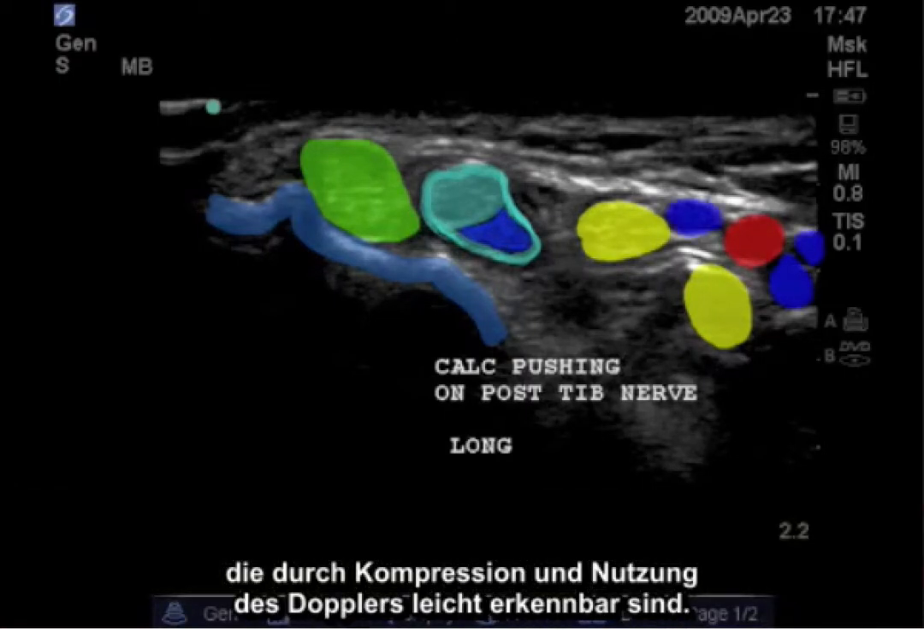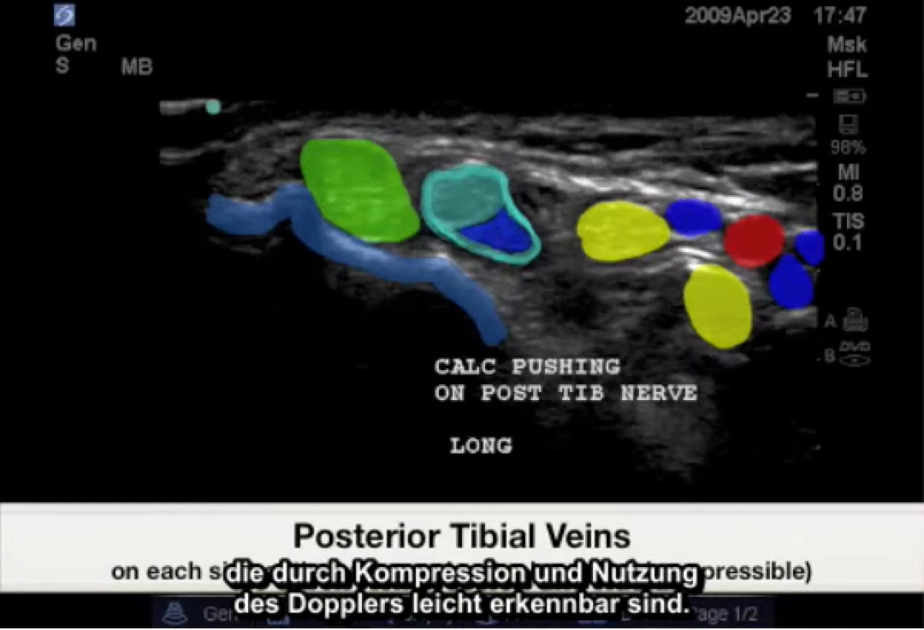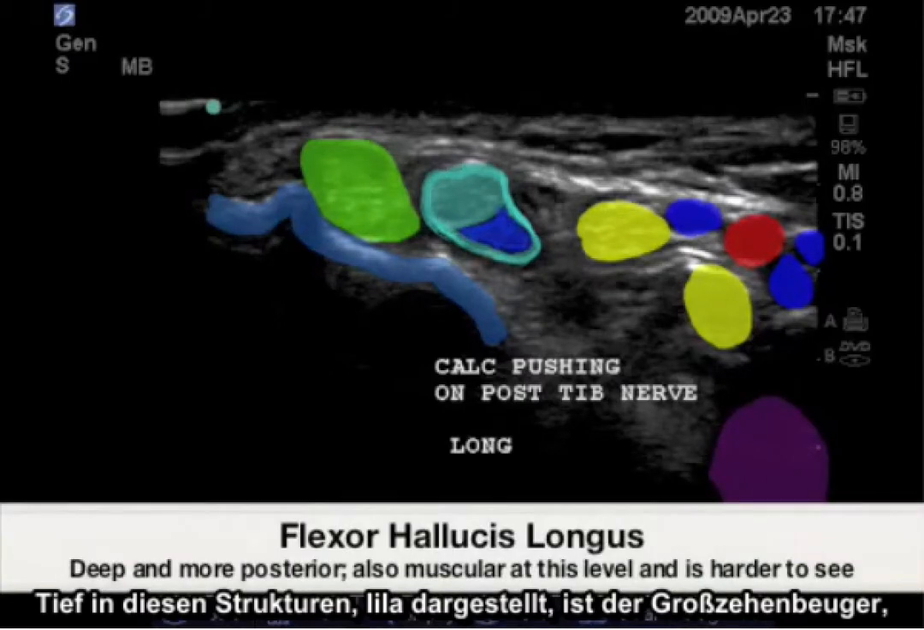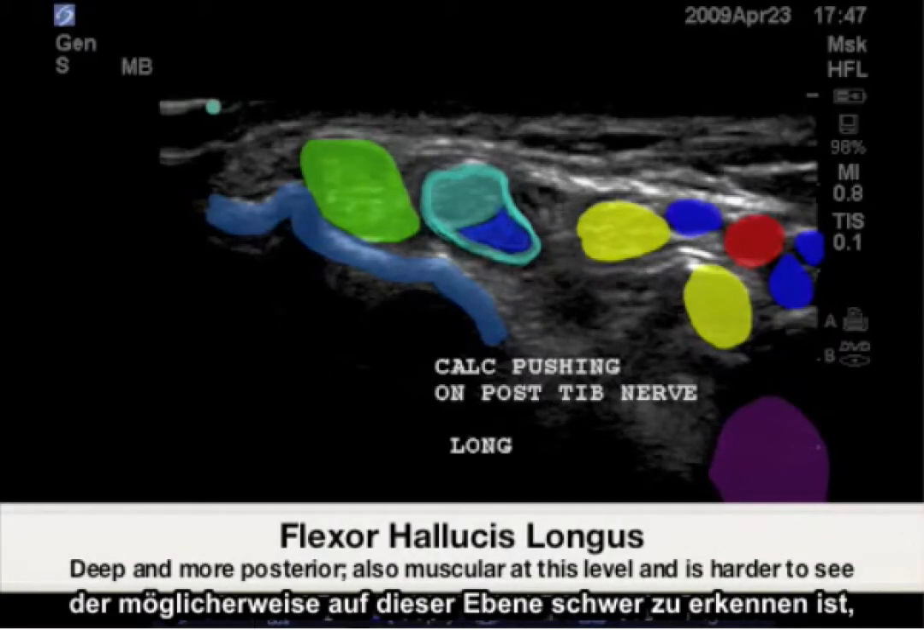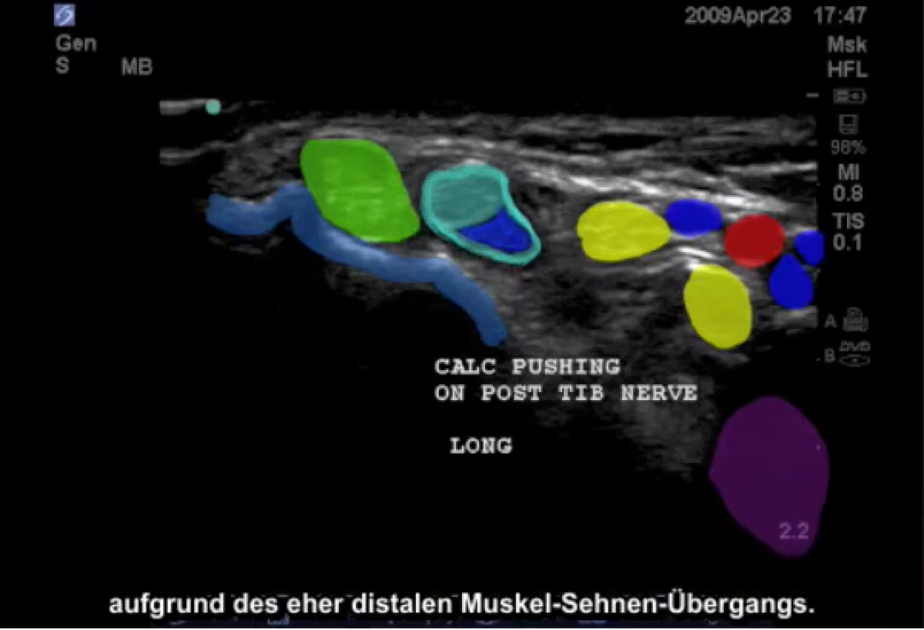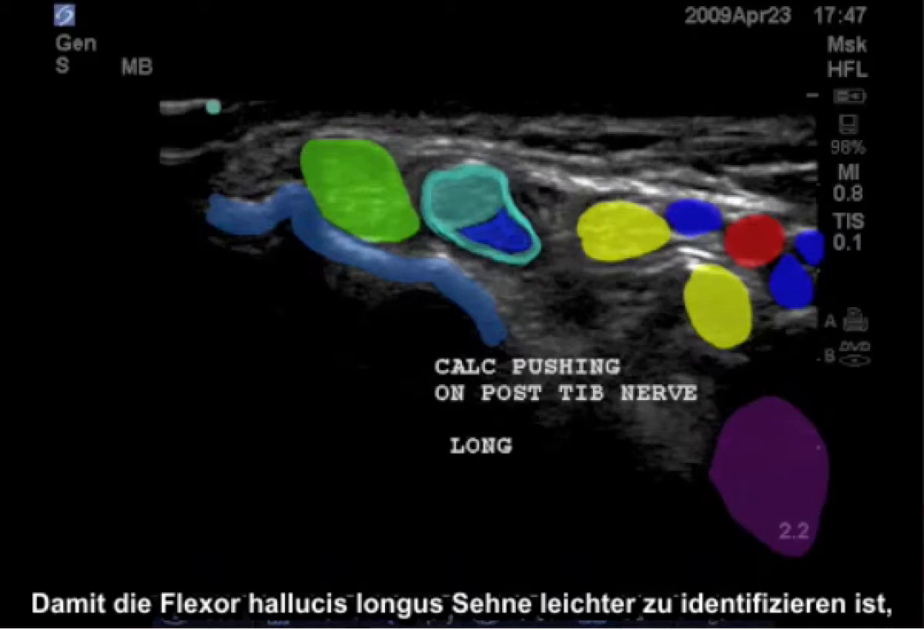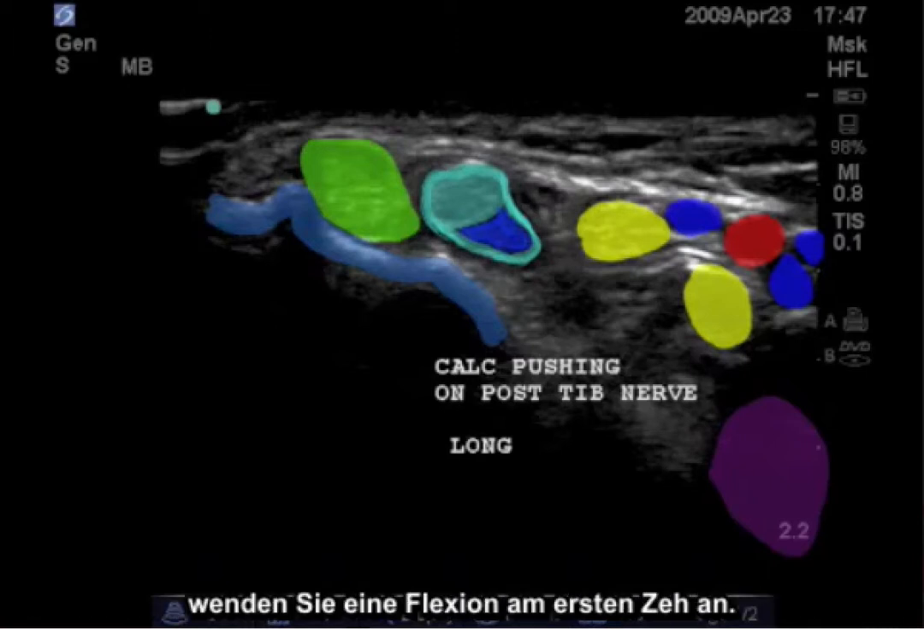tibial veins, which are easily identifiable by compression and utilization of Doppler. Deep to these structures, noted in purple, is the flexor hallucis longus, which may be more difficult to identify at this level due to its more distal musculotendinous junction. So at this level, we are seeing more muscle than tendon, as we would see at the posterior tibial tendon. To further make the flexor hallucis longus tendon easier to identify, just apply flexion to the first digit.